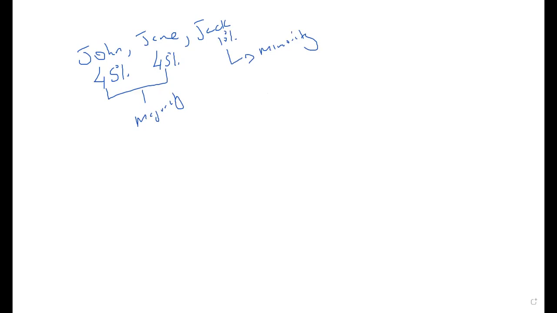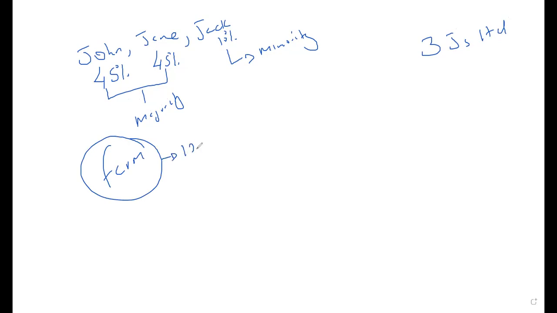So there's that. Now, these three people are shareholders in a company, let's call it 3Js Limited. John and Jen decide to collaborate. So they have this farm. This farm whose value is 12 million.